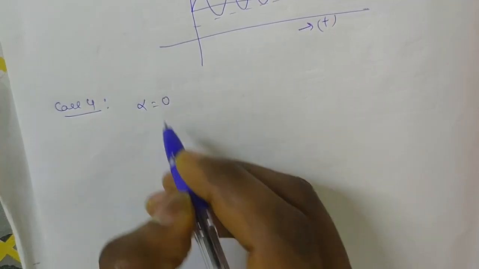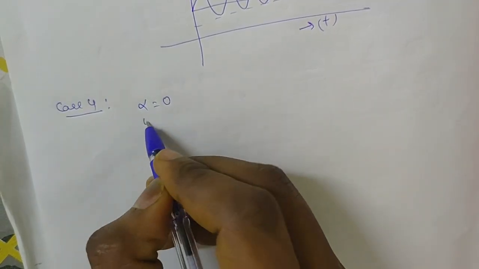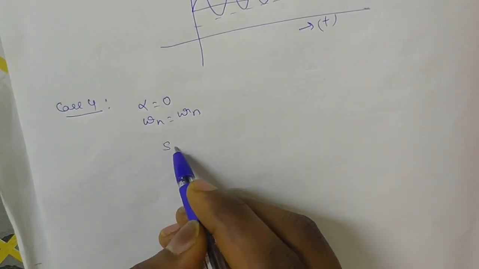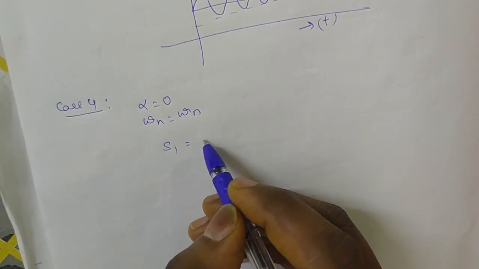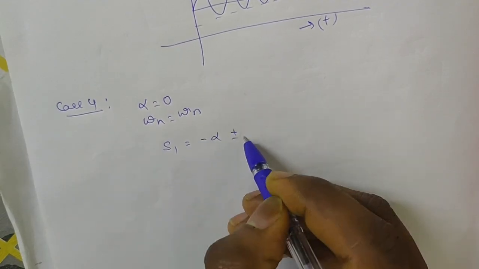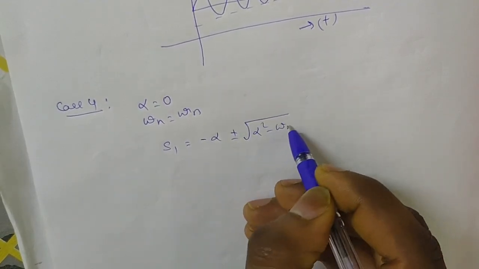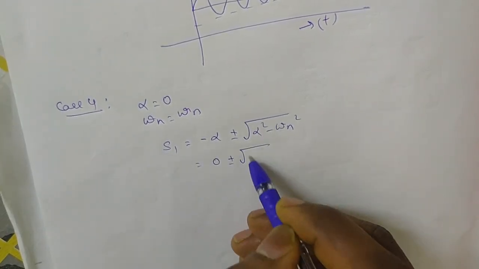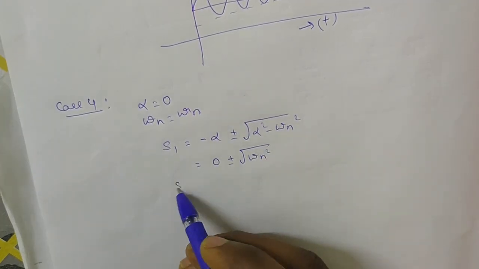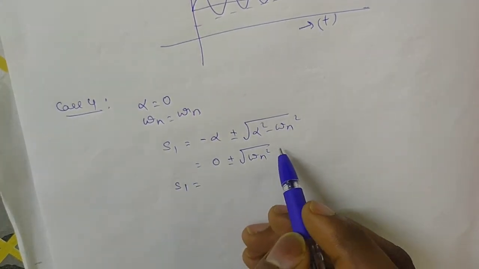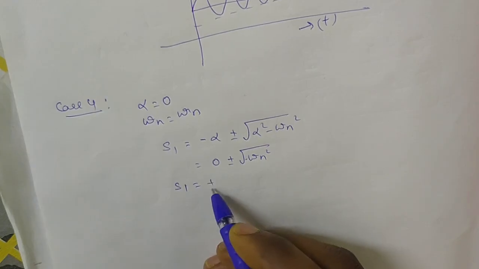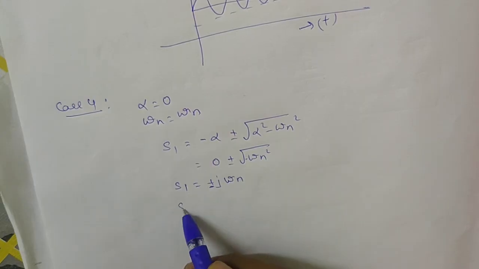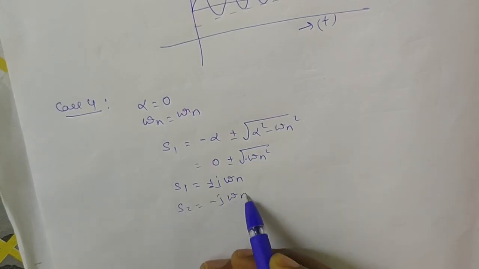Let alpha is equal to 0, omega n is equal to omega n. In this case, S1 will be minus alpha plus or minus under root of alpha square minus omega n square. Here we are keeping alpha as 0, so plus or minus under root of minus omega n square. Then S1 will be plus j omega n, and S2 will be minus j omega n.